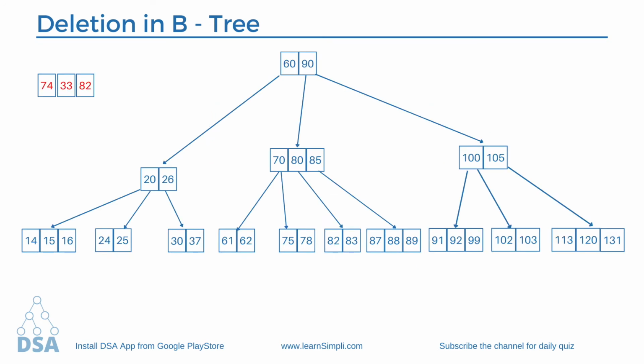Say for example we want to delete 82. Now search for the key 82 in the tree. We will begin with the root node. 82 is greater than 60 and less than 90, so it goes here. It is greater than 80, so goes here.